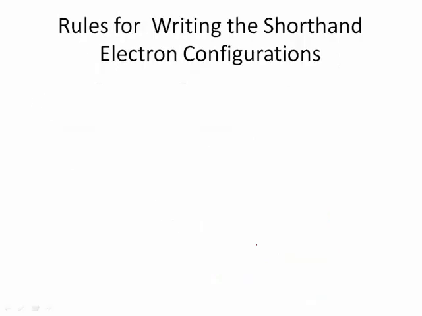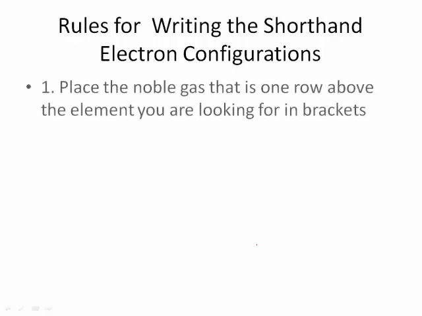So what are the rules for writing the shorthand electron configurations? We've gone through a lot today, so let's backtrack and make sure that you understand the rules. First, you want to place the noble gas that is one row above the element you are looking for in brackets. So find the element you're looking for, go up one row, and go all the way over to the right and put that in brackets. That's going to be your new starting point.